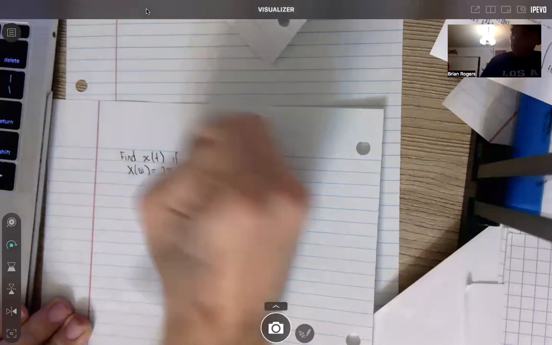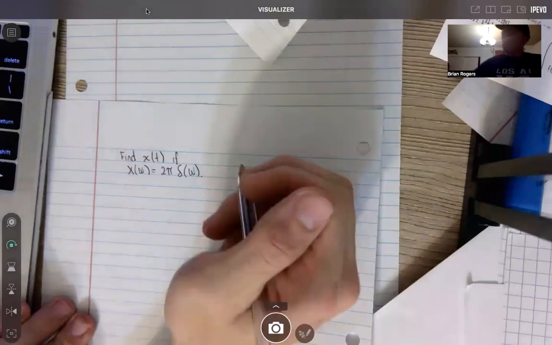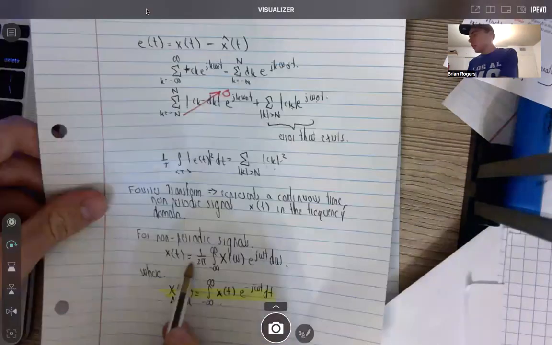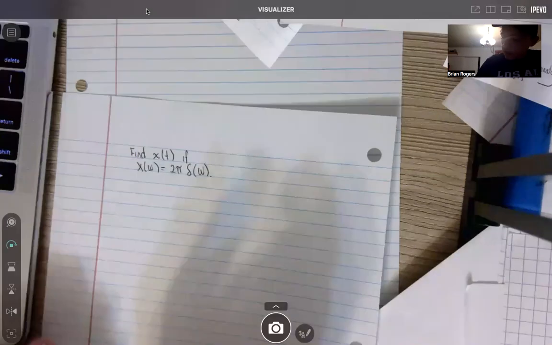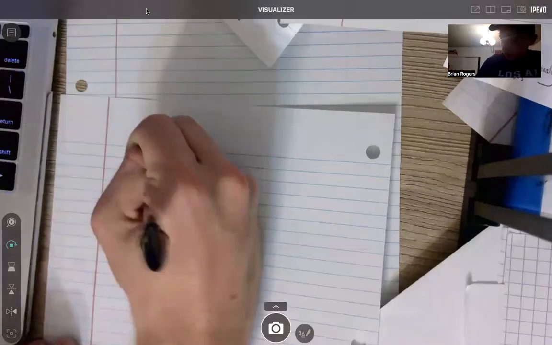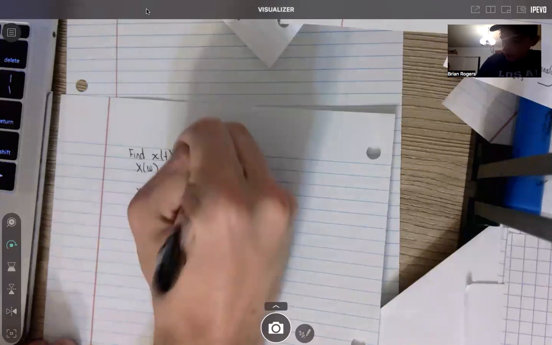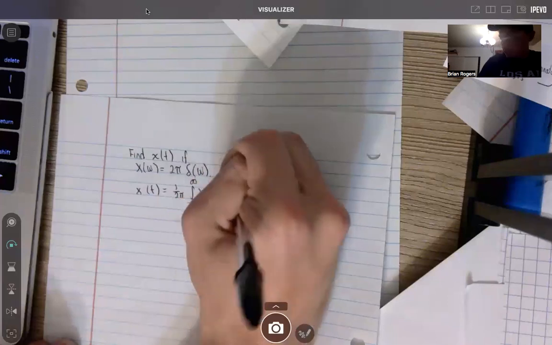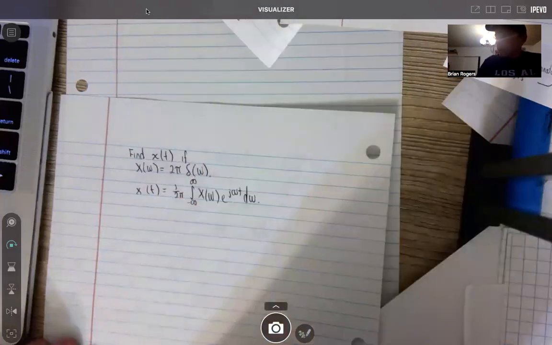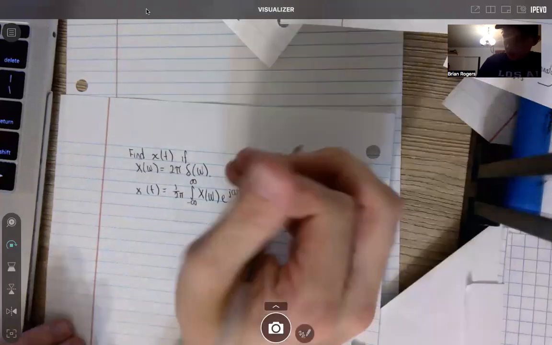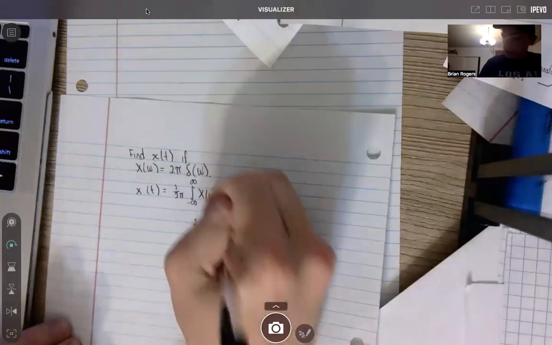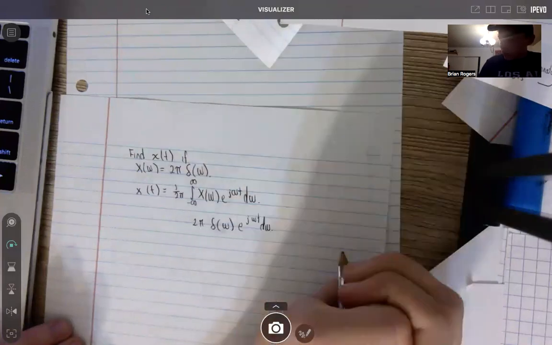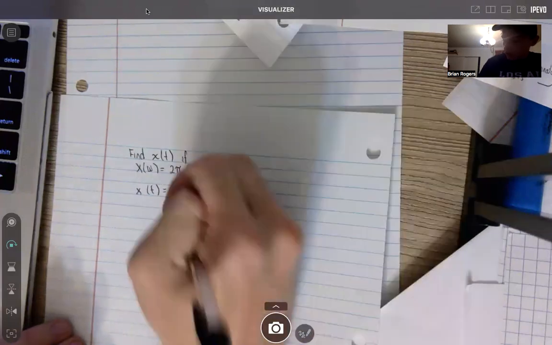So for your x of t, remember, we have to convert back, as when we went over Fourier series. x of t is given by this formula here, so I'm going to recopy it: 1 over 2 pi, from negative infinity to infinity, X of omega e to the j omega t d omega. Here we have 2 pi delta omega, e to the j omega t d omega, negative infinity to infinity, times 1 over 2 pi.